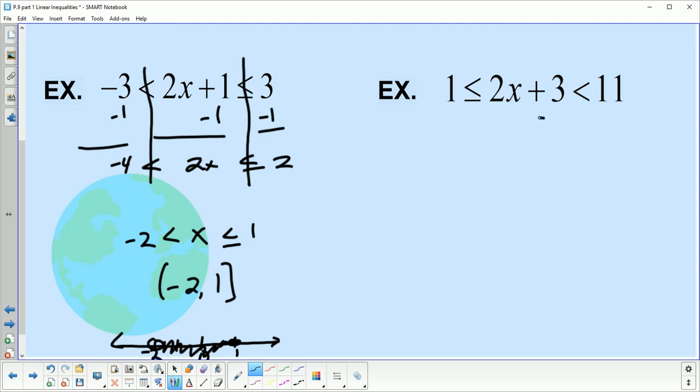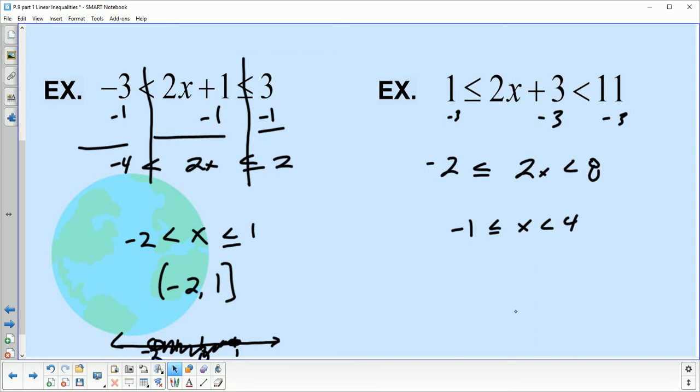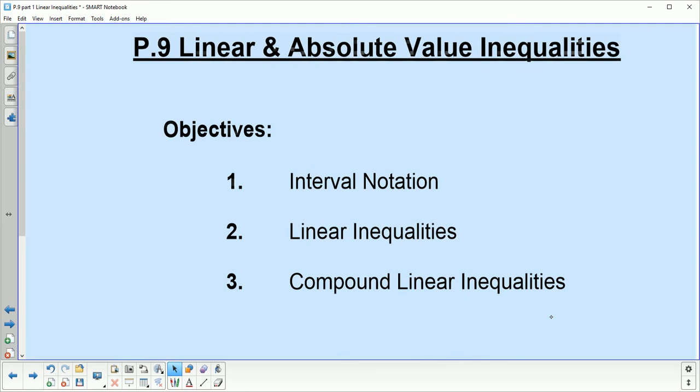Okay, same idea over here. We need to subtract 3 from all sides, so we're going to get negative 2 is less than or equal to 2x is less than 8, and then we're going to divide by 2, so we get negative 1 is less than or equal to x is less than 4. So this is another AND inequality. We could now do our interval notation. Negative 1 to 4, that gets a parenthesis on 4 because it's not included. And we could do the same kind of graphing if we wanted. For the sake of time, we're going to skip over that one.